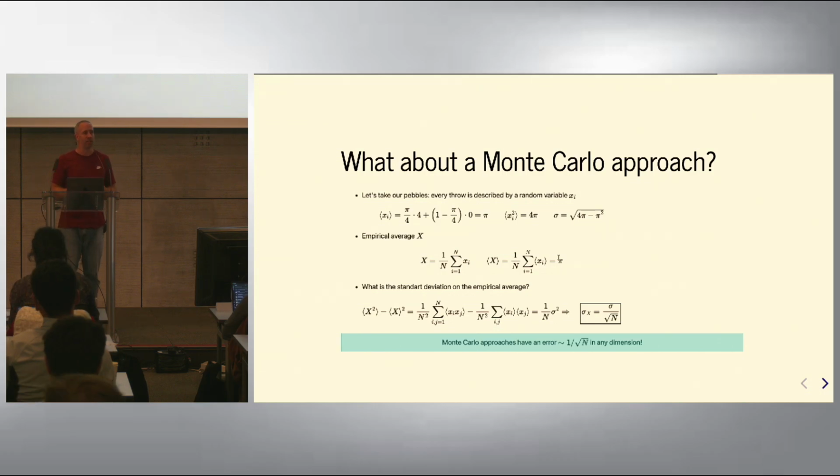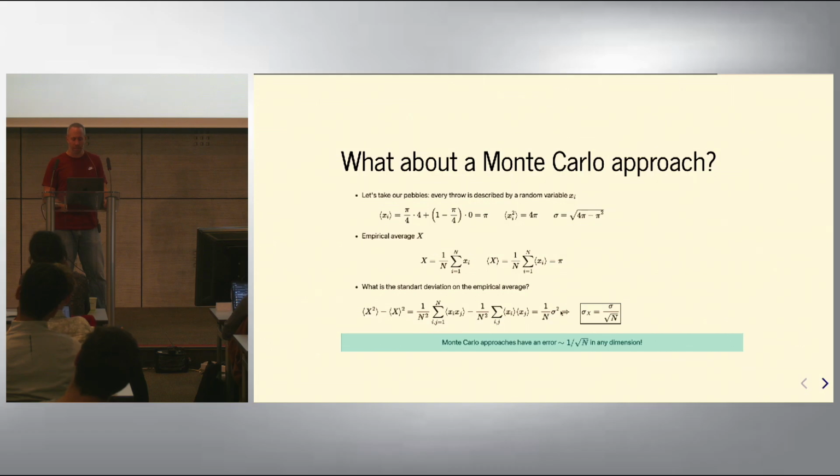But now when I look at the standard deviation, and I'll let you do the math more carefully, if you take this formula and compute the standard deviation, you'll see that the standard deviation of the empirical average of your n throws goes like the standard deviation of a single row, which is this constant here, divided by the square root of the number of throws. And this is the key.